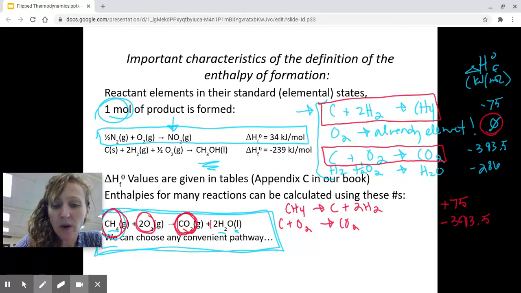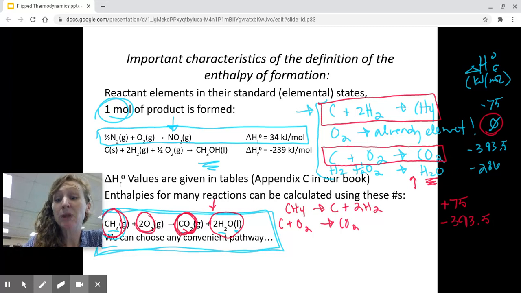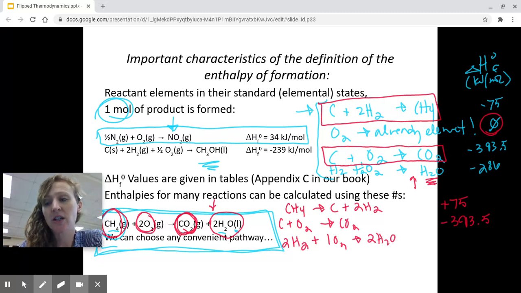I want water as a product. Water up here is a product. I want two waters. Here I only have one water. So I'm going to keep the reaction as is. I'm not going to flip it, but I am going to multiply it. So 2H2 plus a half times 2 is 1O2 goes to 2H2O. And if I'm going to multiply the reaction, I'm also going to multiply the enthalpy. Negative 286. Now, if all I care about is the enthalpy at this point in time, I can just add them together and call it good.